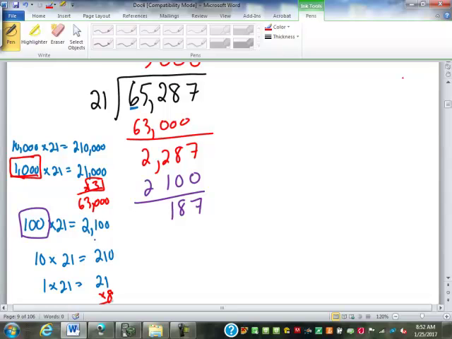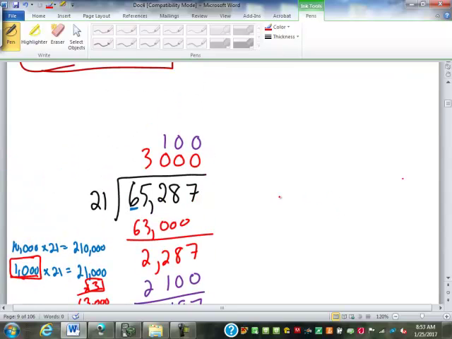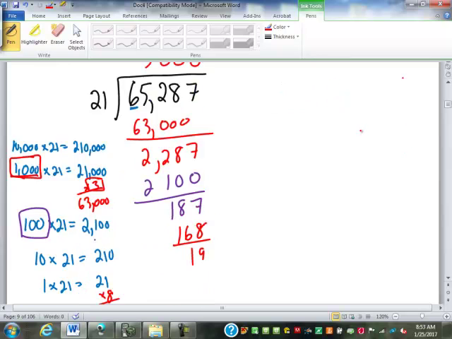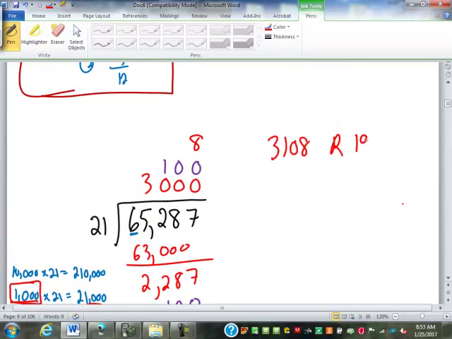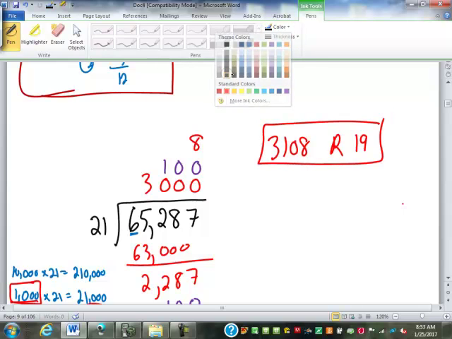Looks like only 8 times, right? 21 times 8 is 168. 19 left over. So I subtracted it 8 more times. So when I divide 65,287 by 21, the result is 3,108 with a remainder of 19. I'm not sure exactly how I did division in high school, but something about this computer.